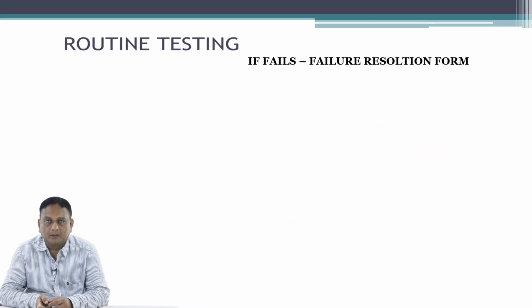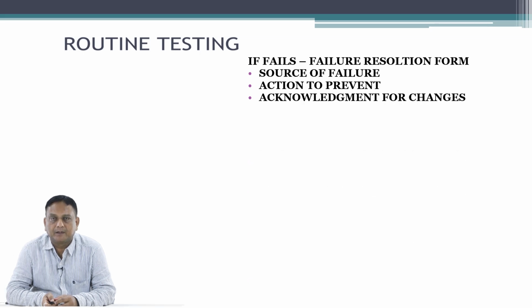Now, what will happen in the failure? If the garment fails, the methodology is that one has to fill up the failure resolution form: how this failure happened and how to rectify it. Source of failure is very important. Then the action to prevent such failure, and acknowledgement for changes. What are the changes the supplier has to make? Those are the areas covered under routine testing.